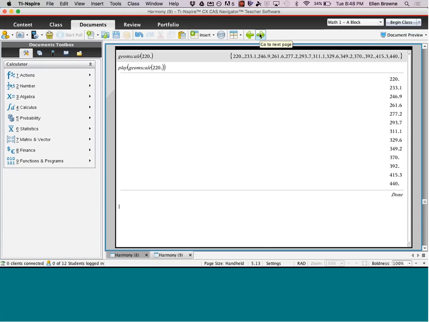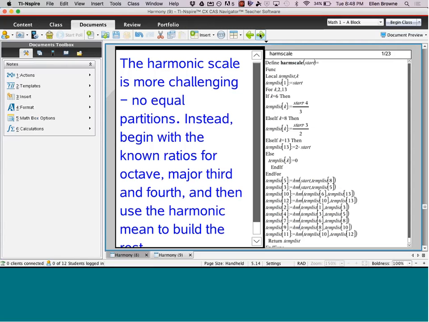The final little program before we wrap up is not so simple as you might guess. The harmonic scale isn't an equal difference or an equal ratio. So the program to write this would be more of a challenge for your students. I guess my inclination would be to maybe work through the arithmetic scale program with them, so they've got the idea, and then send them on to do the geometric scale when they've done the geometric mean.